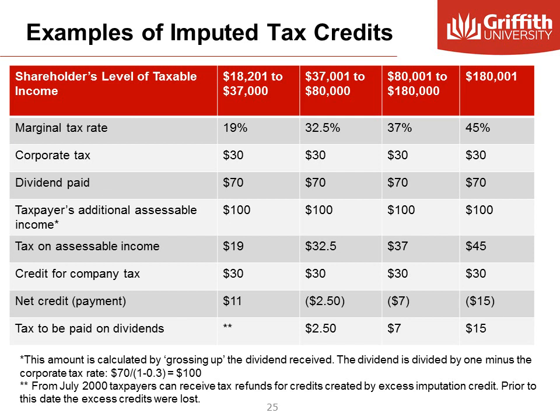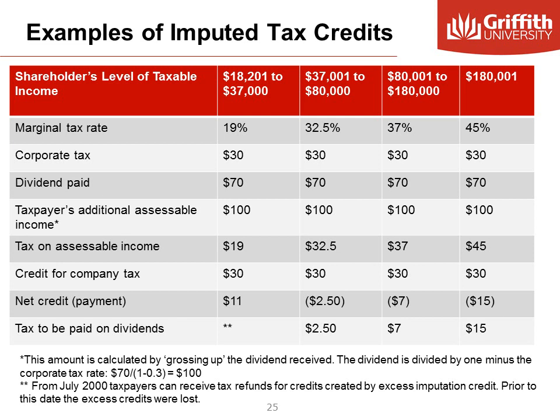These are some examples on how the imputation system works on various levels of taxable income and their associated marginal tax rate. As we said, for every $7 in dividend received, the shareholder gets $3 in credit. So in our case, if the dividend received is 70, let's look at column 1, tax credit is $30.